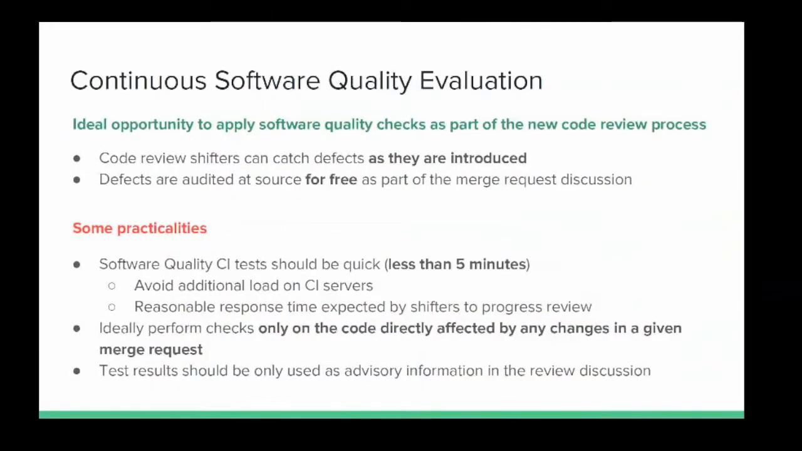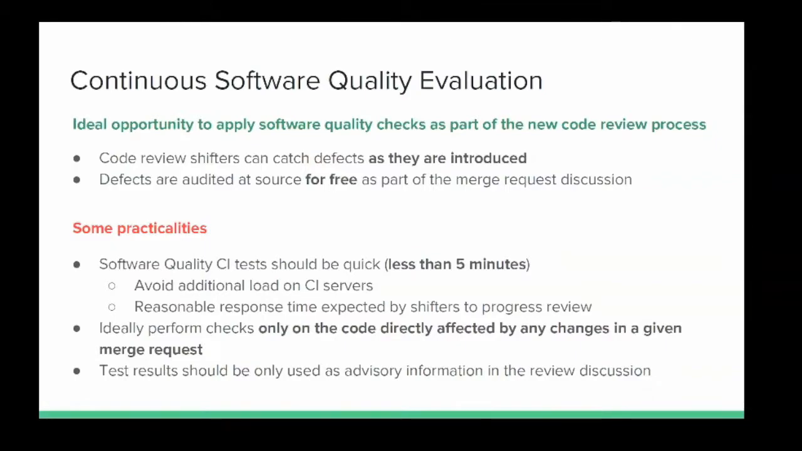So yes, this new framework is an ideal opportunity to apply software quality checks as part of this new process. Code review shifters can catch the defects as they are introduced. If we can identify them at this point, they can be quashed at that point. Even if they wade through, defects are audited at source for free as part of this discussion. So you can always go back 6 months hence and see, well, why did we let this defect pass? And you can review the discussion that was had.